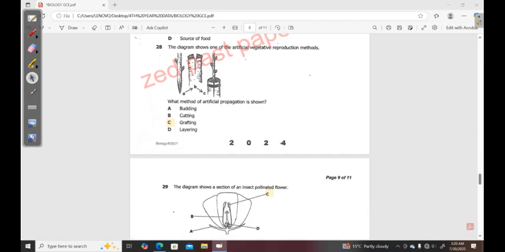28. The diagram shows one of the artificial vegetative reproduction methods. What method of artificial propagation is shown? So you have this is your plant, and this is the stump. Okay, so you put the stump in between there. You can do this for stunted plants or when you just want to mix the two. So this is called grafting. Okay, so budding happens in yeast. This is not cutting, this is grafting, where you are putting another plant stem within another plant in order to achieve a certain crop yield.